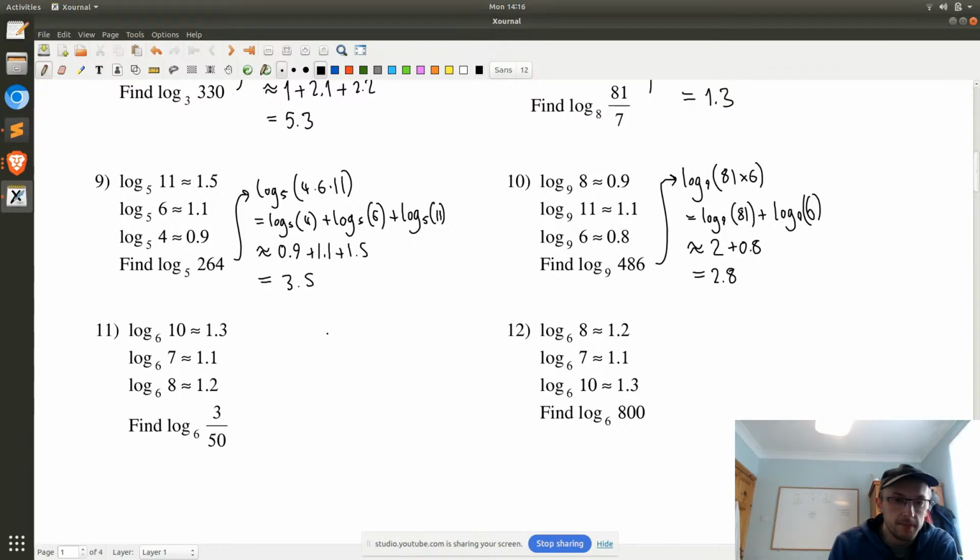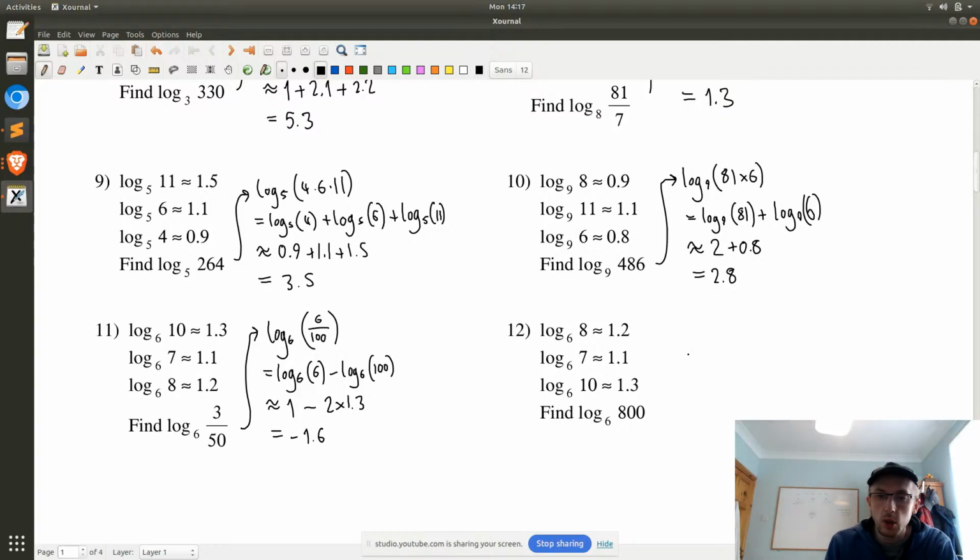Oh, double the top and bottom. That's log base 6 of 6 over 100, which is log base 6 of 6, take log base 6 of 100, which by the approximate figures, I'm just going to skip, is 1. Take away 2 times log base 6 of 10. So in other words, that is 2.6, and 1 take 2.6 is negative 1.6.